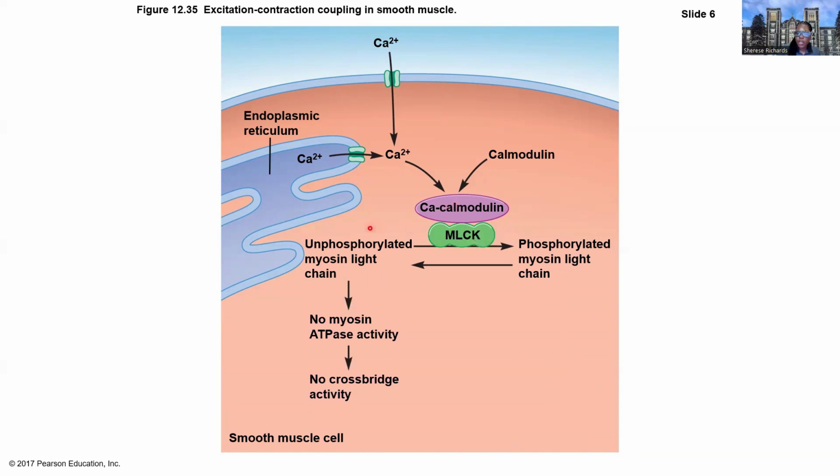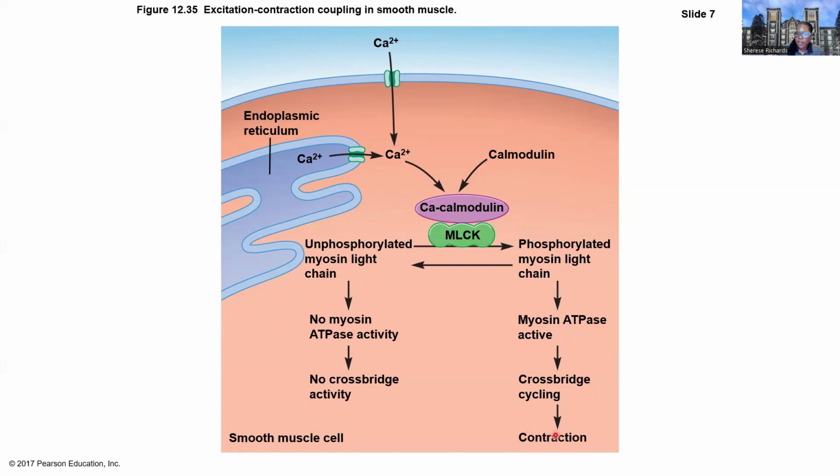So if we have no MLCK activated because we have no calcium and therefore no calcium-calmodulin complex, then we have the unphosphorylated state of the myosin head, which means there's no cross-bridge activity or no contraction. This state allows the muscle to relax. And then on the opposite end, when we have calcium present and we have MLCK activated, and now MLCK can phosphorylate the myosin head, now we can see cross-bridge cycling and therefore contraction.